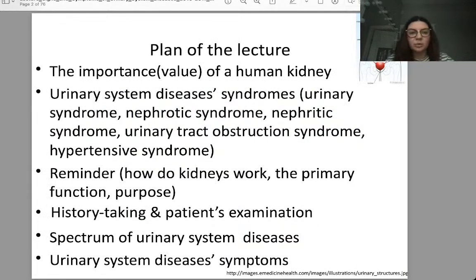Okay, in today's lecture we will talk about the importance or value of the human kidney, about urinary system diseases, and syndromes like urinary syndrome, nephrotic and nephritic syndrome, urinary tract obstruction, and hypertensive syndrome. It will be a reminder of how the kidneys work, their primary function and purpose, and some words about history taking, patient's examination, and the spectrum of urinary system diseases and their symptoms.